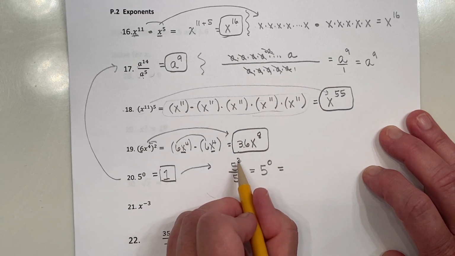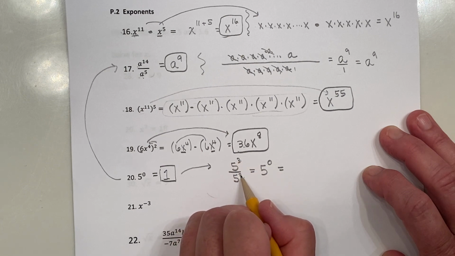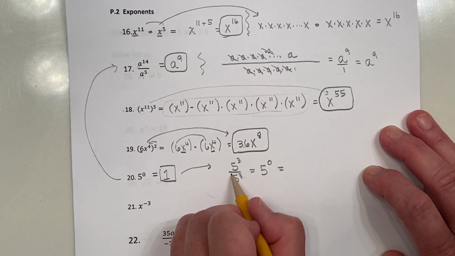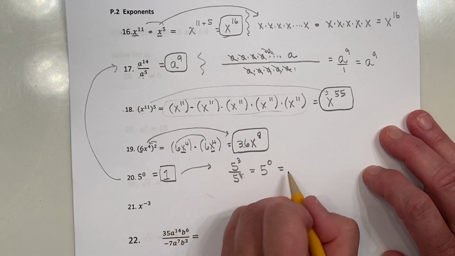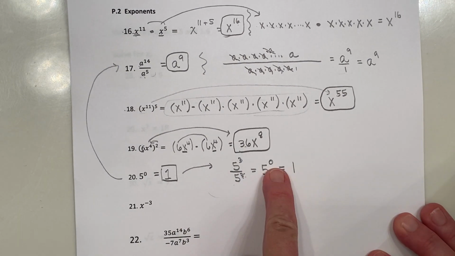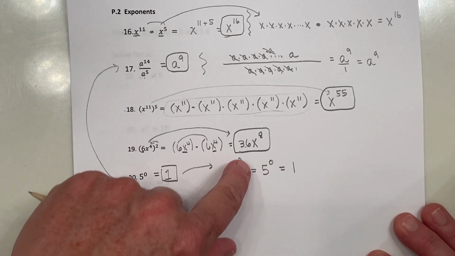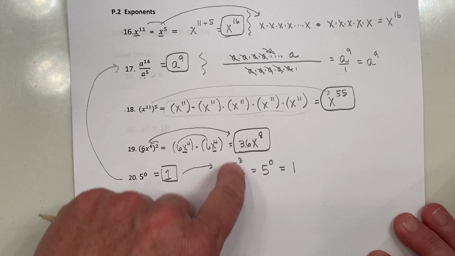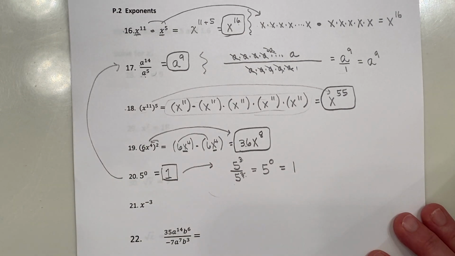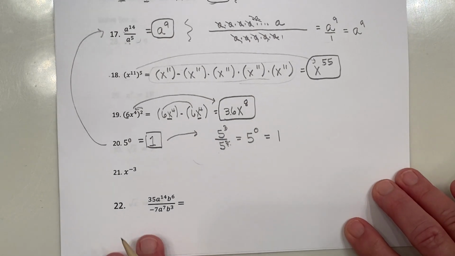Let's think about that for a minute. This number, 5 to the 3rd, is going to be the same number as this number down here. So in a fraction, when you divide a number by itself, you're always going to get 1. So 0 just means that when you're subtracting the exponents, you get 0. That must mean the two numbers are equivalent, and a number divided by itself should always be 1.